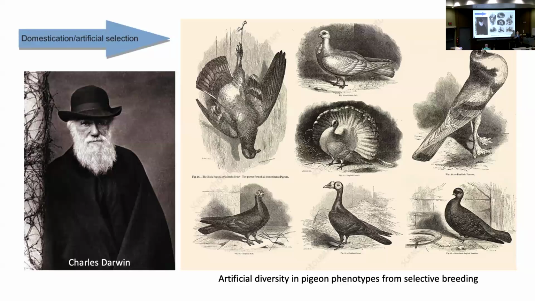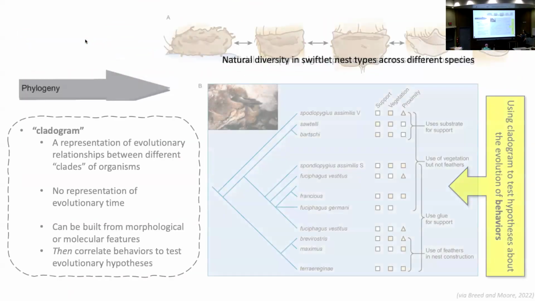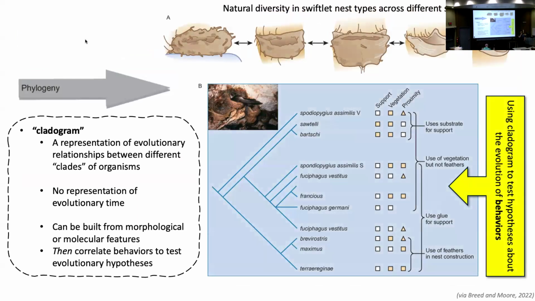Poses a lot of interesting questions about where that heritable information is stored. It also poses interesting questions about why you don't see all of these variations in nature. So domestication, artificial selection, a lot of interesting classical work in behavioral genetics going back to there. As we get closer to more modern methods, then we start thinking about phylogenetic exploration.